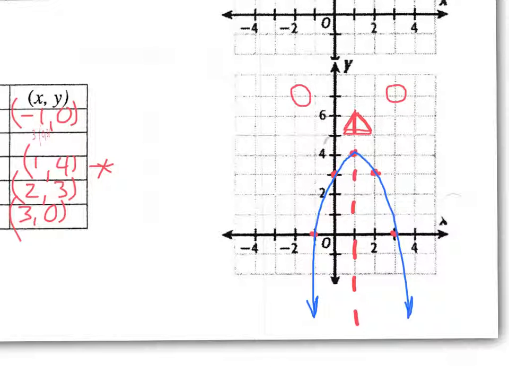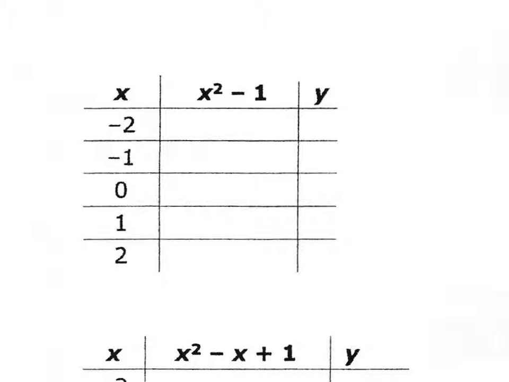And give this guy an unhappy or negative picture of a face, because he has a negative x squared in his formula. So he's a frowning, scowling, negative guy. Remember, this is a cup facing downward, or negative. And now it's your turn to do this one.